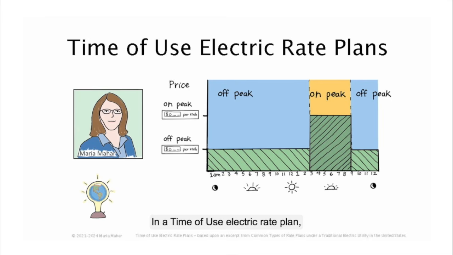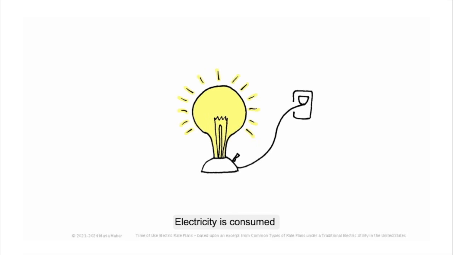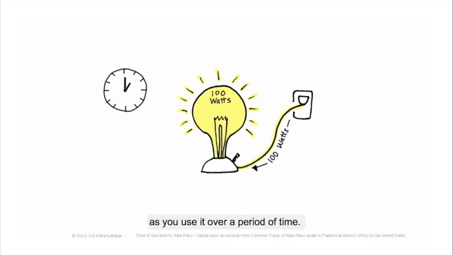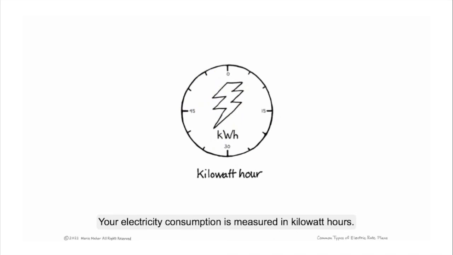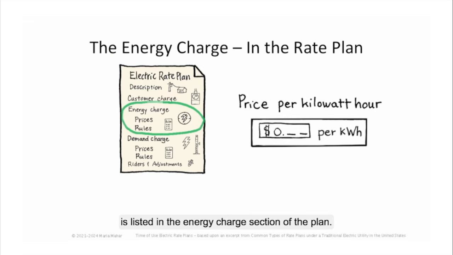In a time-of-use electric rate plan, the price you pay for electricity is based on when you consume that electricity. Electricity is consumed as you use it over a period of time. Your electricity consumption is measured in kilowatt hours. In electric rate plans, the price per kilowatt hour is listed in the energy charge section of the plan.